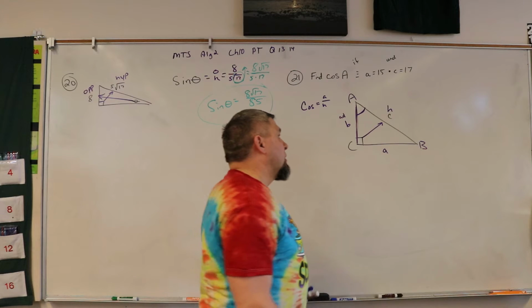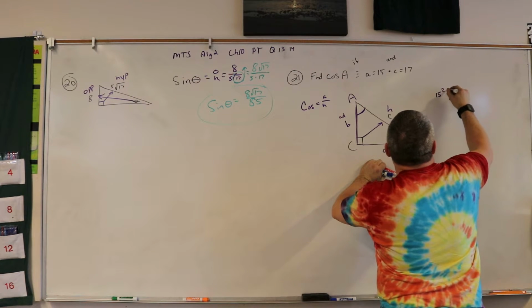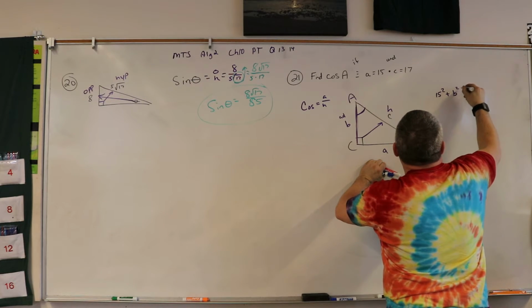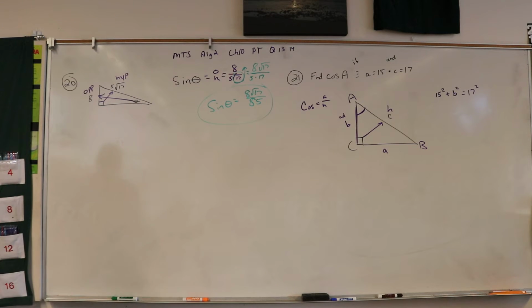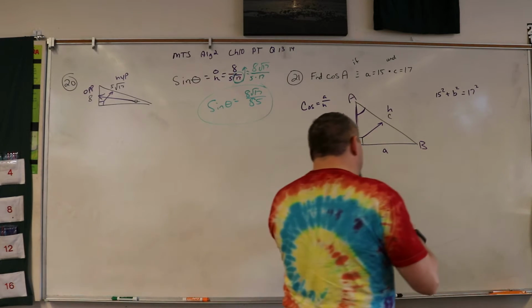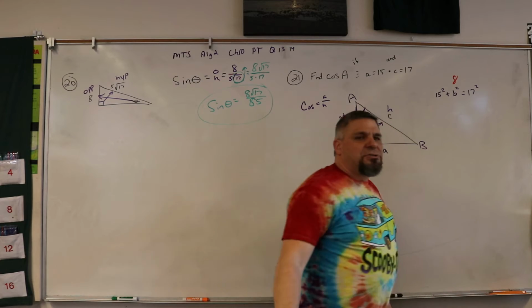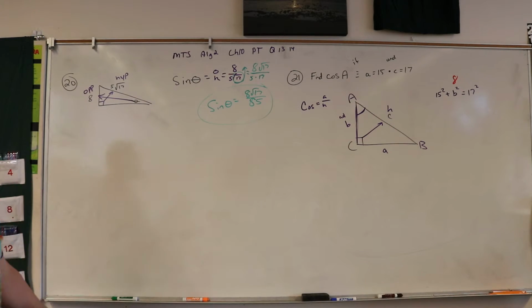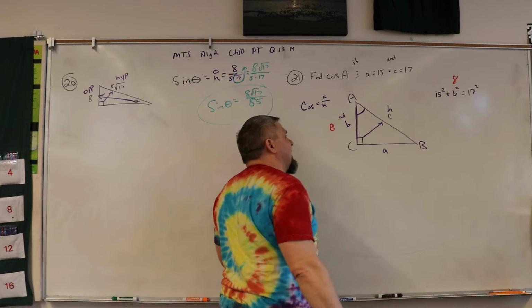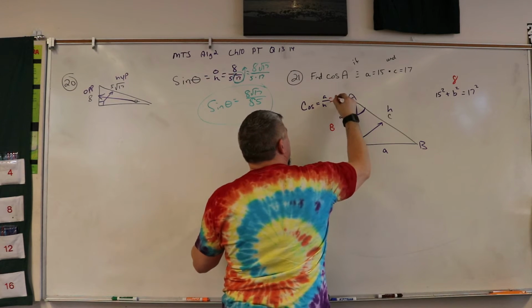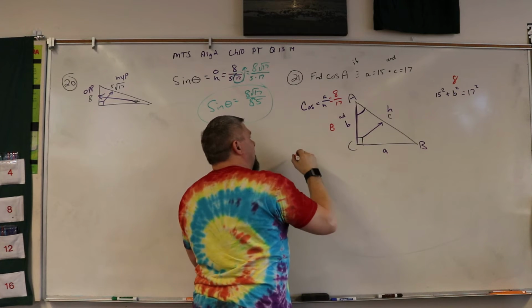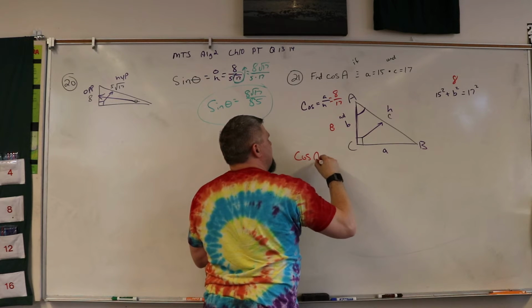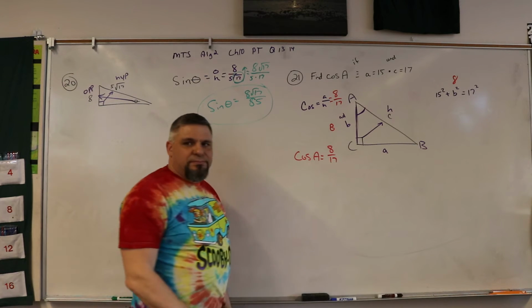That's the key. So A squared, 15 squared, plus B squared is equal to 17 squared. Now, we look up there, and do we see any 17? Oh, I see one. 17, 15, 8. So I know B is 8. If I know that the adjacent is 8, and the hypotenuse is 17, then cosine of A is equal to 8 over 17.